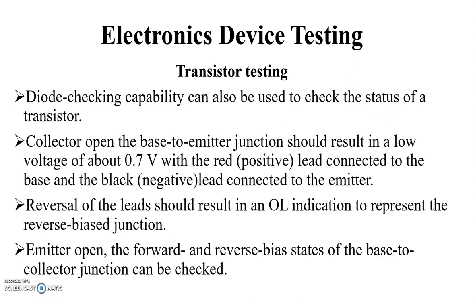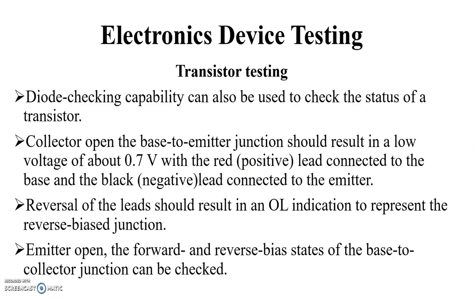Now another condition: a reversal of the leads should result in an OL indication to represent the reverse biased condition. That means you connect the base to the negative terminal and the emitter to the positive terminal. That is a reverse biased condition, so OL will be indicated.